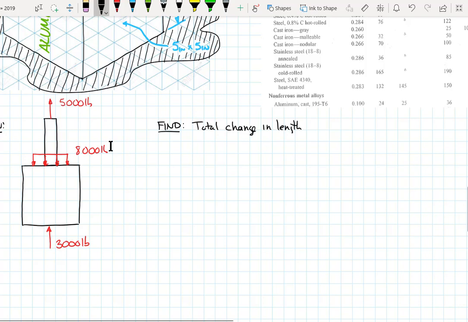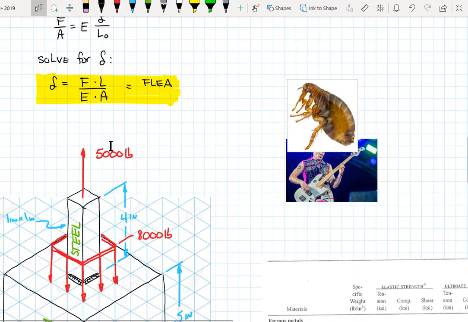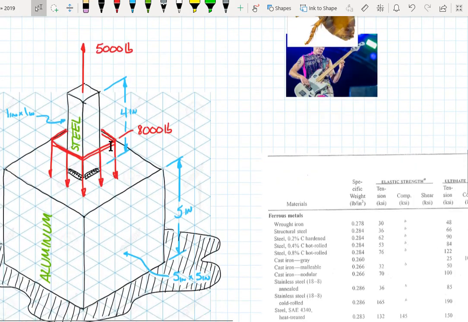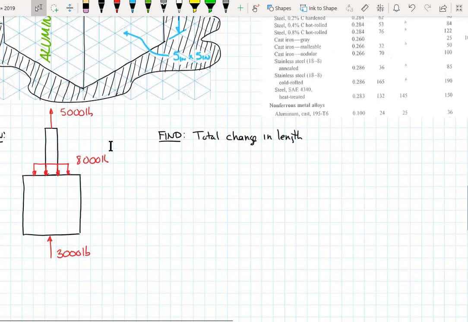All right. In this case, whenever we're trying to apply this equation, FL over EA, then I have to have F, L, E, and A all constant. So oftentimes in a problem like this, I have to define two or more separate regions. They won't necessarily just be one region. I've got the steel. Remember, this part is steel. And this part's aluminum.